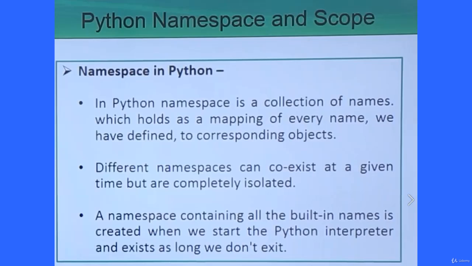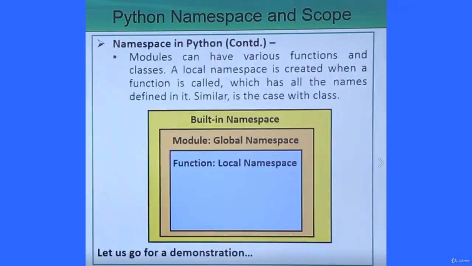A namespace containing all the built-in names is created when you start the Python interpreter and exists as long as we don't exit from the environment. So namespace in Python can be explained using this diagram. Modules can have various functions and classes. A local namespace is created when a function is called, which has all the names defined in it. Similarly is the case with the class also.